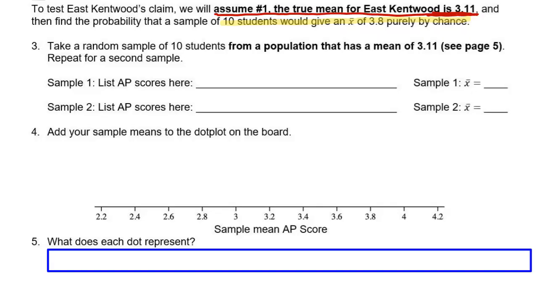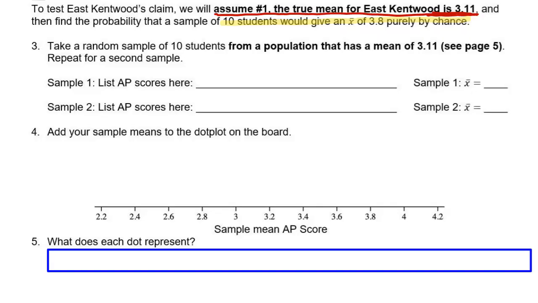So do you guys remember how to get to the random number generator? Please let me know if you need help finding it. We're going to choose 10. So what you're going to do, just like we've done before when we've done random samples, you're going to have it choose 10 random numbers. Those will correspond to the students. You're going to go find those 10 students, but then what you want to record on these lines here are the AP scores for those 10 students.